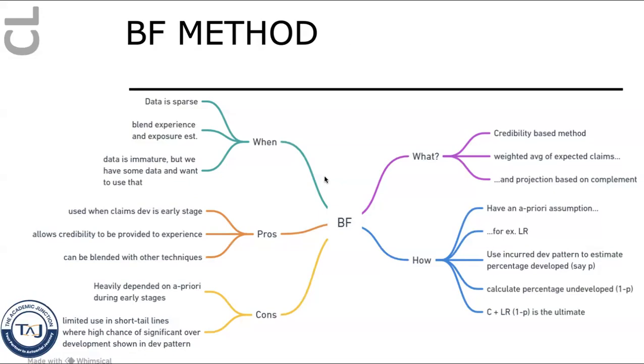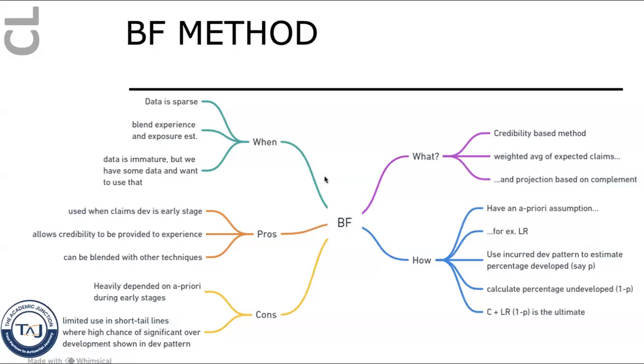It would be the IELRs that need to be used. Perfect. First, what is the a priori assumption? You will tell me, Sunil, you are telling me to run a Bornhuetter-Ferguson method on a cumulative claims triangle. The first question you have to ask is, what loss ratio do you want me to assume? So step one of the BF method: arrive at the a priori assumption.